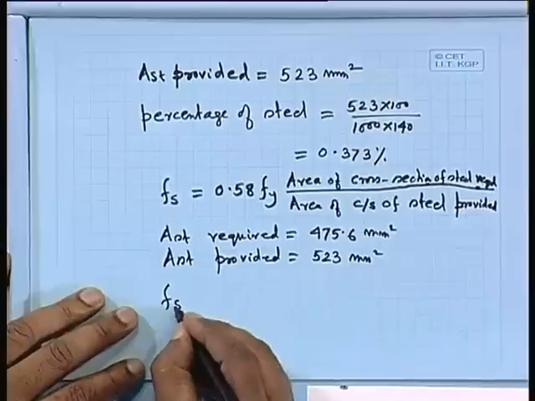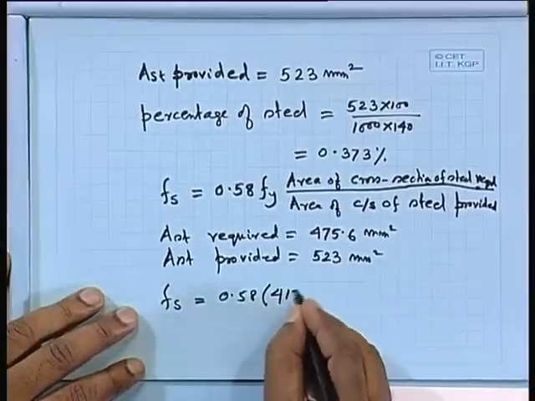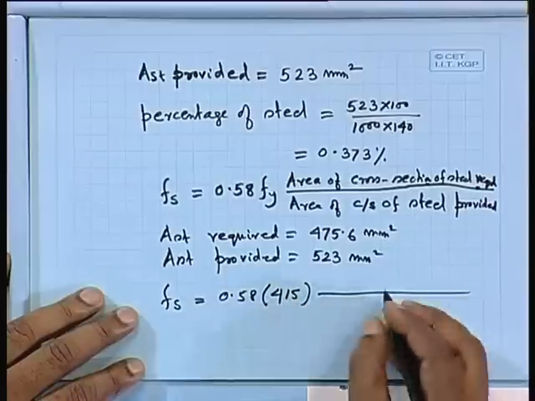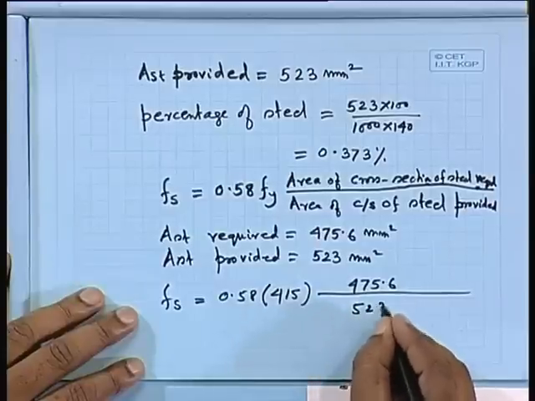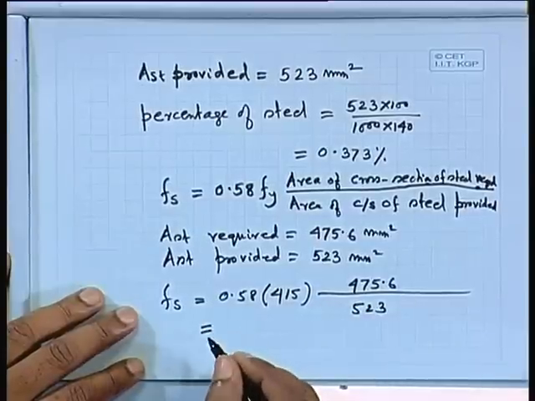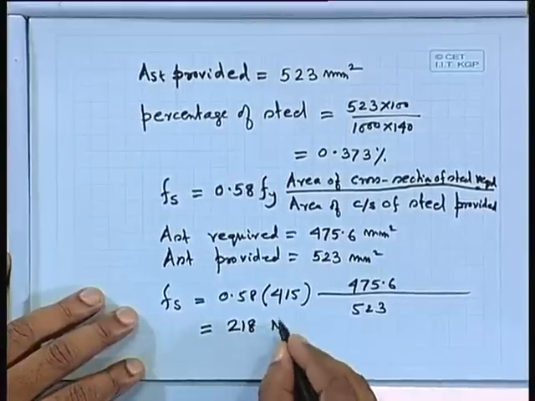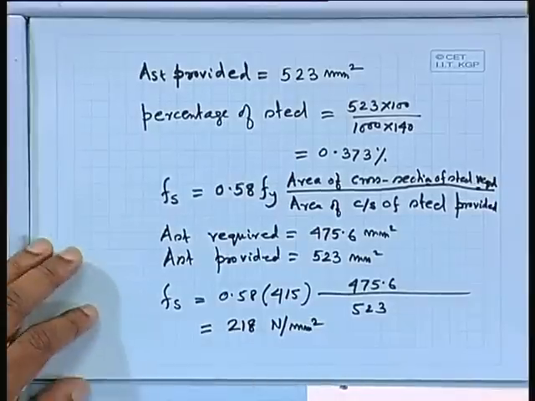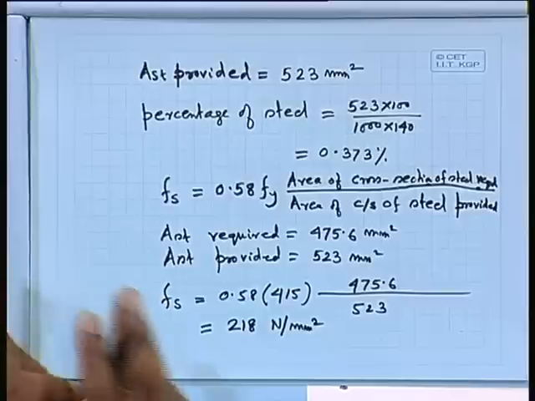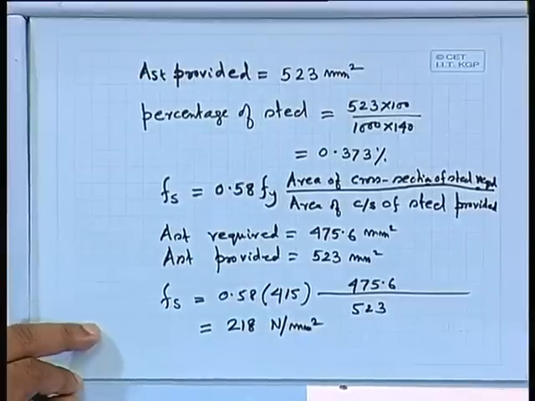So, Fs equals 0.58 times Fy 415, times 475.6 divided by 523, which comes as 218 Newton per square millimeter. So, we are getting here 218 Newton per square millimeter. This is the value through which we can find out the corresponding modification factor.